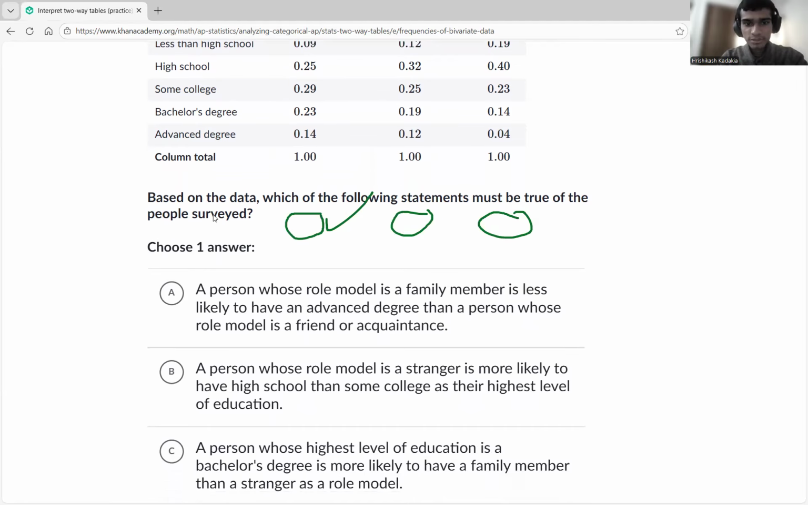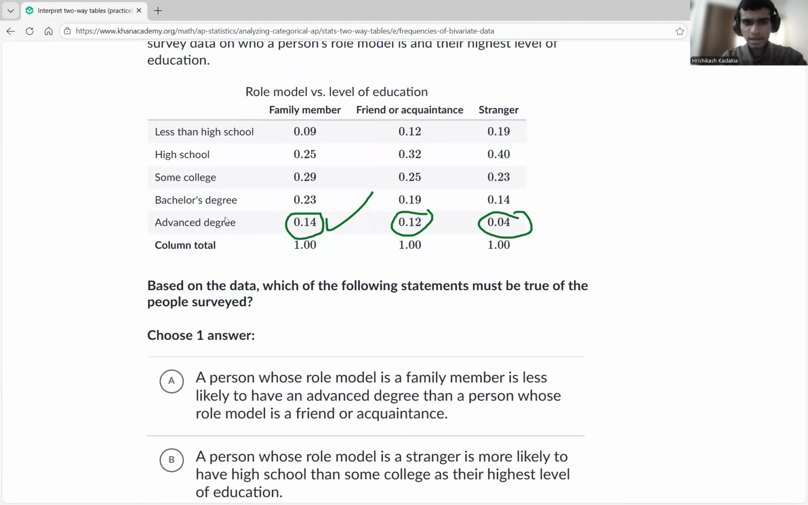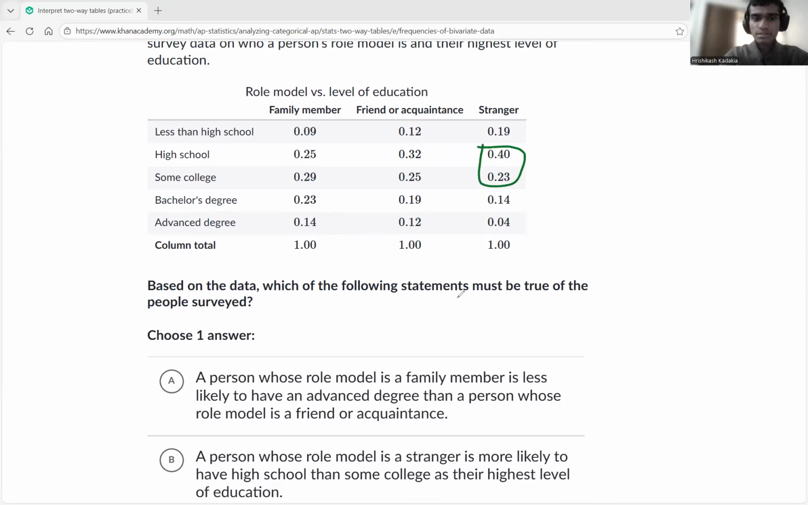But if we take a look here, a person whose role model is a stranger is more likely to have high school than some college. Let's take a look at all the strangers here. They're comparing high school and some college, right? So actually, they are more likely to have high school than some college as the highest level of education. Yep, that conclusion we can make. So B fits here.